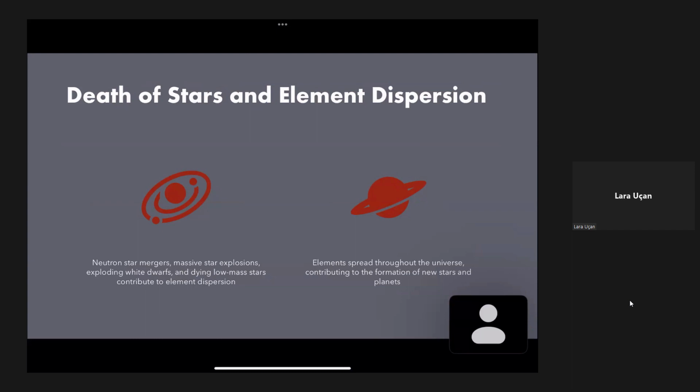And the most exciting topic for me, the death of stars and element dispersion. The death of stars plays a crucial role in dispersing elements in space. Neutron star mergers, explosions of massive stars, exploding white dwarfs, and dying low-mass stars contribute to the dispersion of elements. And these events spread elements through the universe, including the formation of new stars and planets.